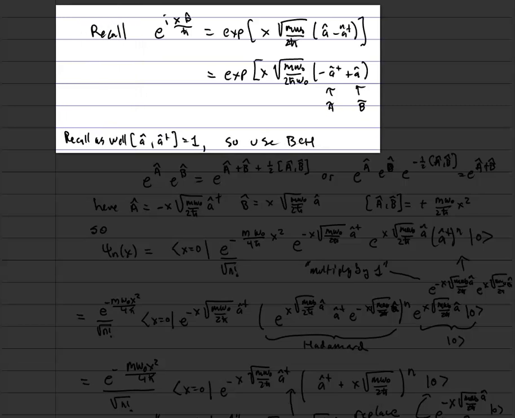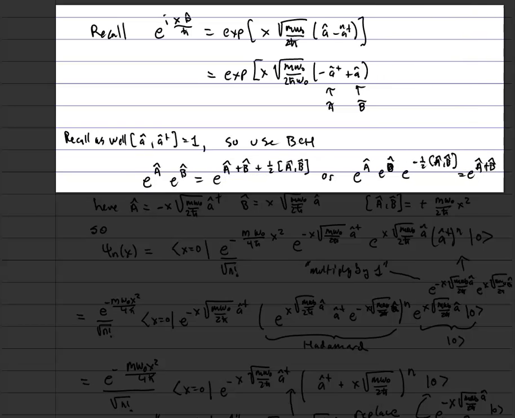Now, if we recall the fact that the commutator of A with A dagger is equal to 1, we can now use BCH. BCH was in the form e to the big A, e to the big B is equal to e to the big A plus big B plus 1/2 commutator of A with B. Now, commutator of big A with big B is just a number. So I can pull that out of the exponent, and I can even move it on to the left-hand side. So we get e to the A plus B operators is equal to e to the A times e to the B times e to the minus 1/2 commutator of A with B.